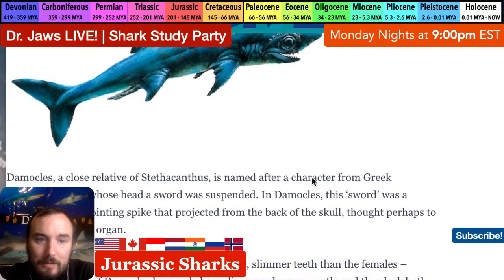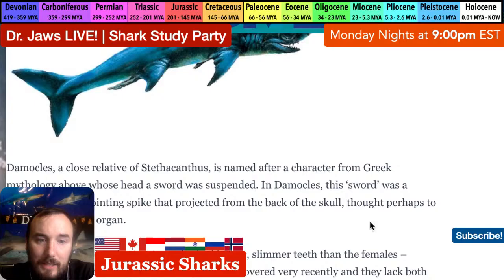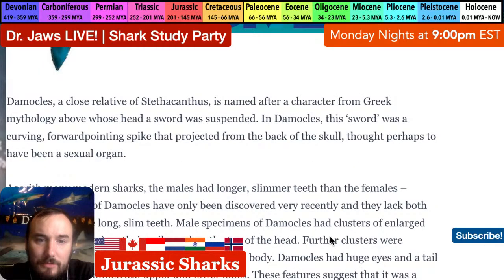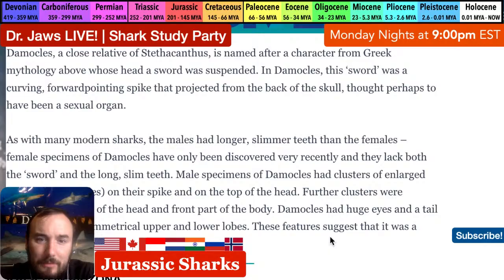Damocles, a close relative of Stethacanthus, is named after the character from Greek mythology above whose head a sword was suspended. In Damocles, the sword was a curving, forward-pointing spike that projected from the back of the skull, thought perhaps to have been a sexual organ. As with many modern sharks, the males had longer, slimmer teeth than the females. Female specimens of Damocles have only been discovered very recently, and they lack both the sword and the long, slim teeth.